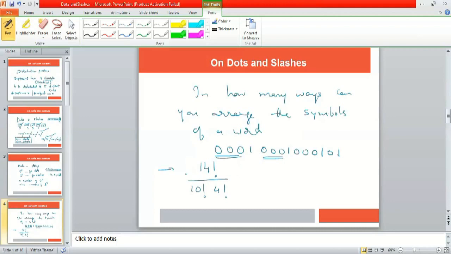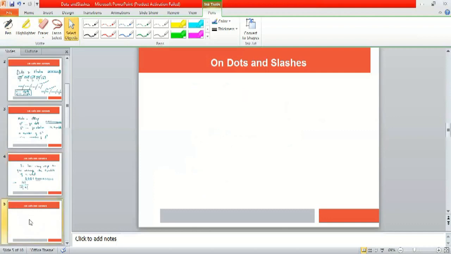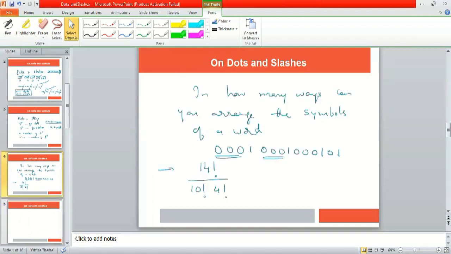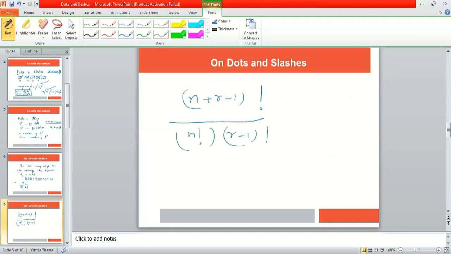So in more generality, it is n plus r minus 1 factorial divided by n factorial times r minus 1 factorial, because you had r minus 1 slashes and n dots, or r minus 1 ones and n zeros. So you're arranging a string, basically.